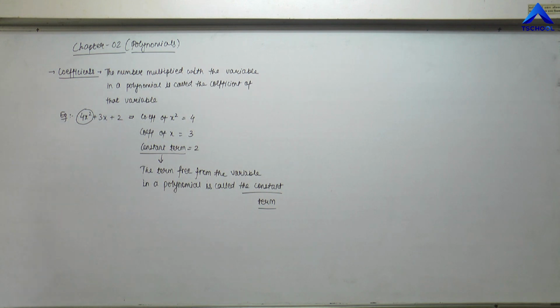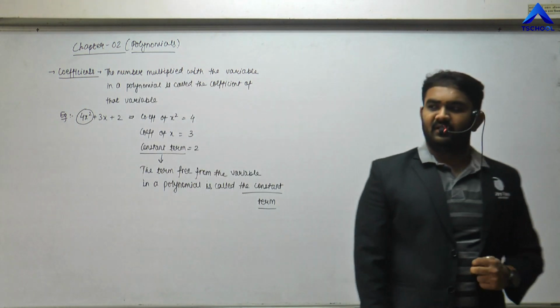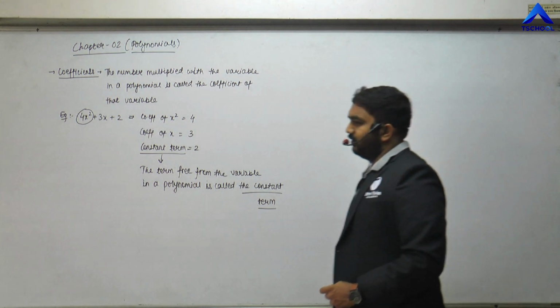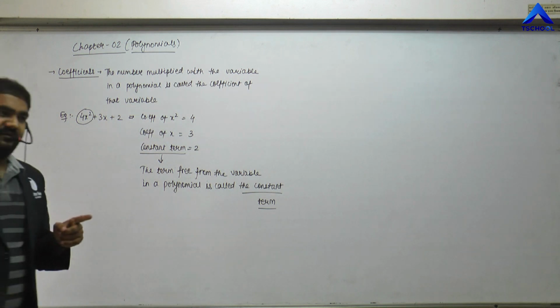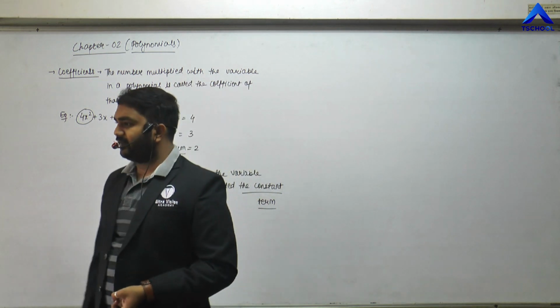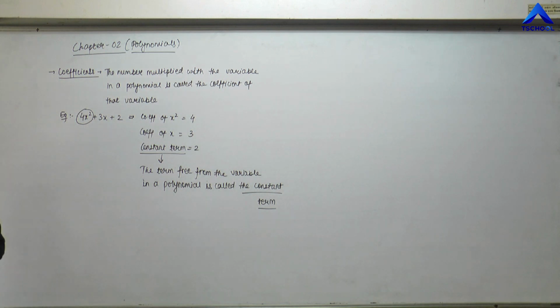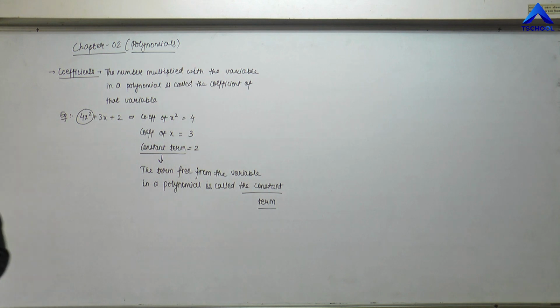What are the coefficients? The number associated or multiplied with the variable present in the polynomial is called the coefficient of that variable, right? So these are the terminologies that you need to understand. The very first thing, the definition of a polynomial. Second, how to identify a polynomial in one variable. The third, the coefficients. And the fourth, the terms of the variable. How can you define the terms of a variable? Is it clear, friends?